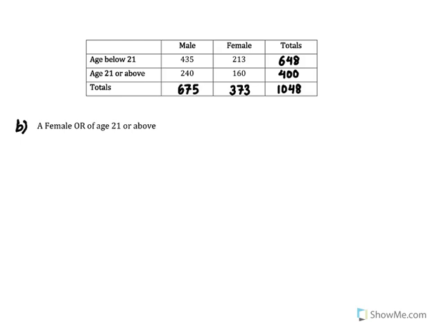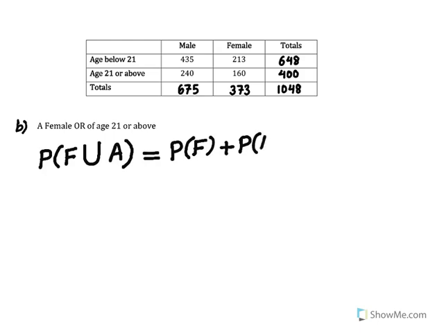Now we want the probability of a female, or, so you put the or here, age 21 or above. We use an A for above 21, if you remember. So since it's an or probability, it will be probability of female plus probability of age above 21 minus the probability of female and age above 21.